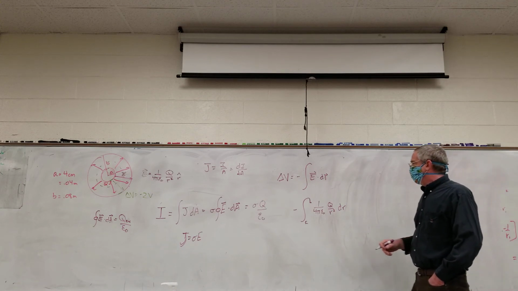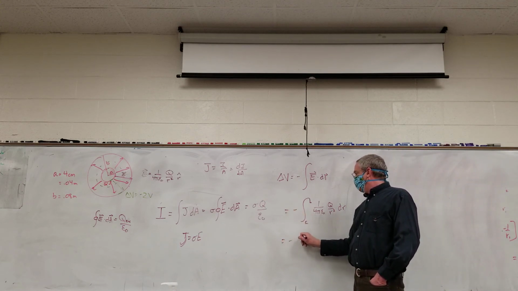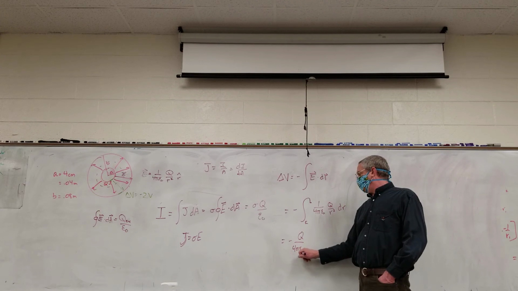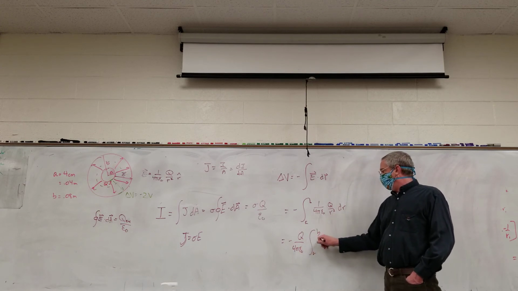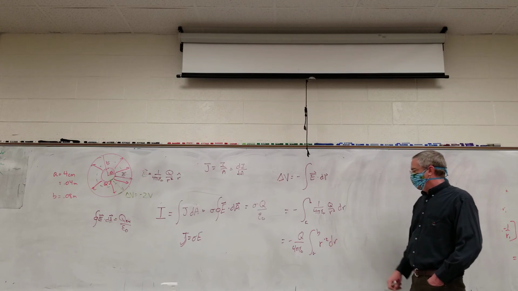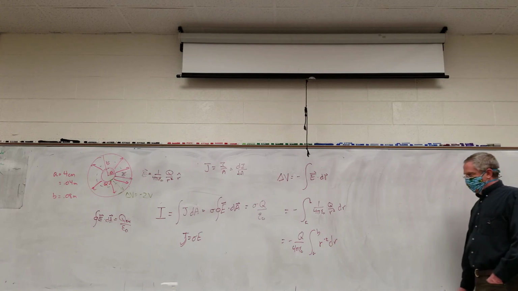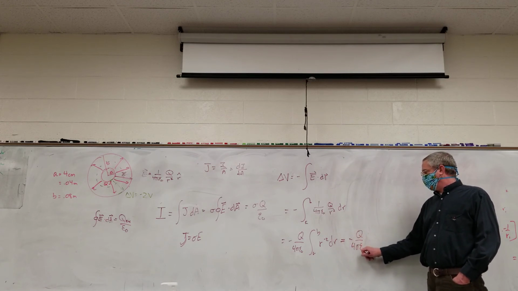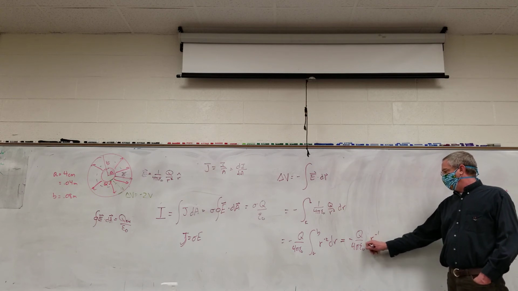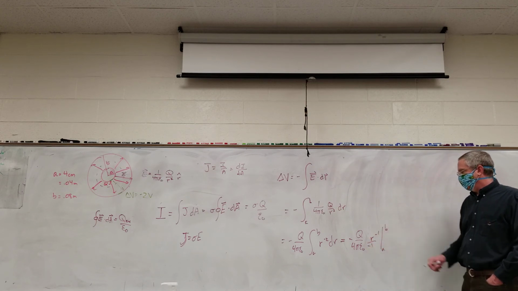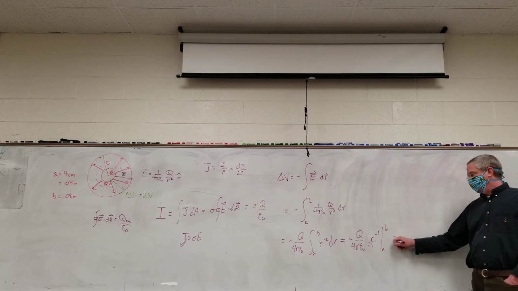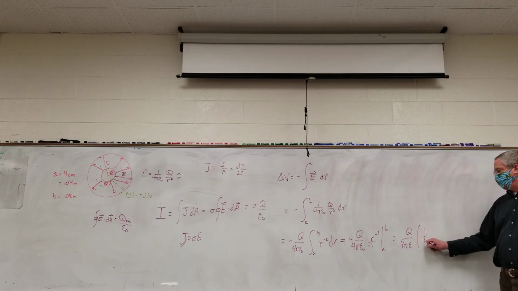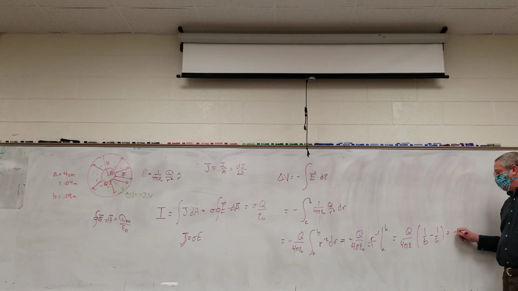Pull the constants out. Negative integral, pull the constants out, try that again, Q over 4 pi epsilon sub naught, integral from A to B, r to the negative 2 dr, which is negative Q over 4 pi epsilon sub naught, r to the negative 1 over negative 1, from A to B. And so we get Q over 4 pi epsilon sub naught times 1 over B minus 1 over A. And that should be equal to negative 2.